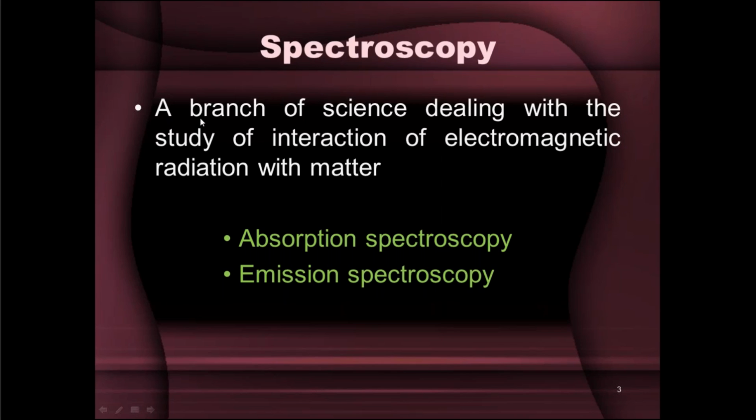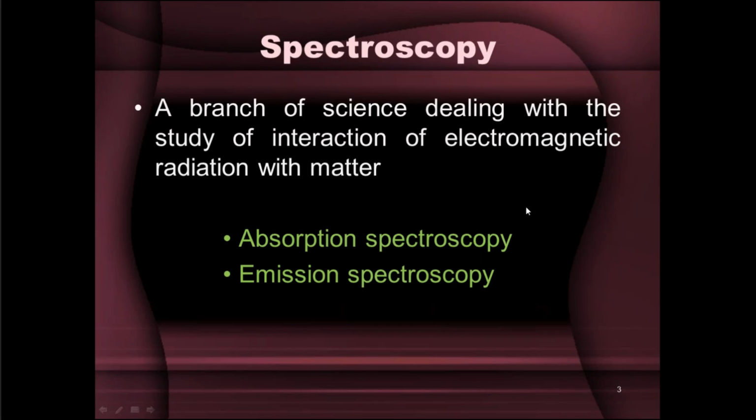So what is spectroscopy? It's a branch of science dealing with the study of interaction of electromagnetic radiation with matter. So in other words, when electromagnetic radiation falls on matter made up of molecules, atoms, electrons, protons, what happens to the electromagnetic radiation? What are the changes produced in the molecules or the matter? Studying these things is what is spectroscopy.